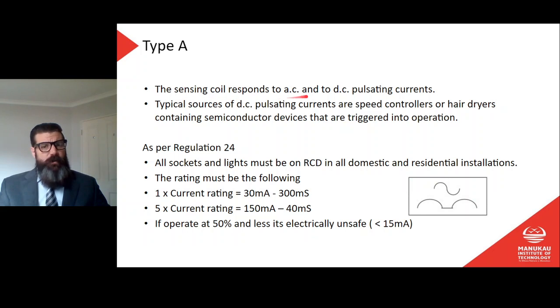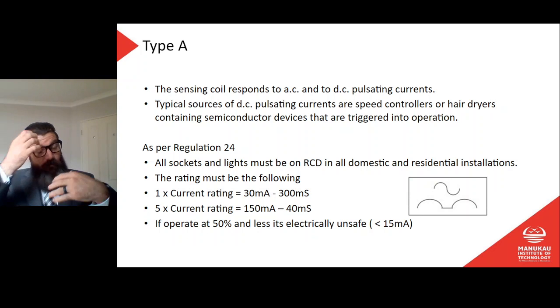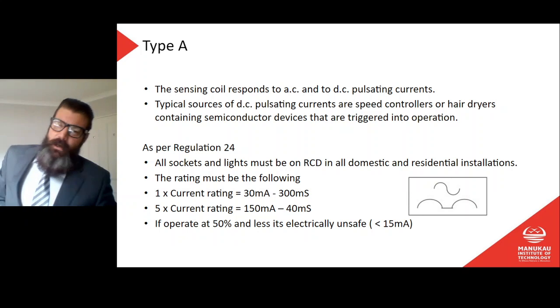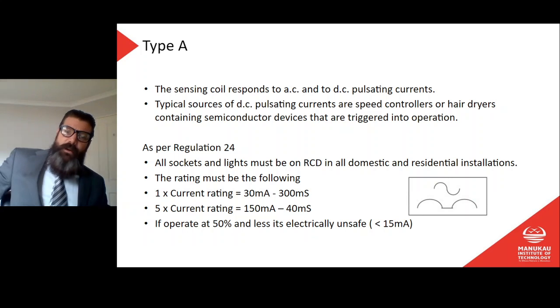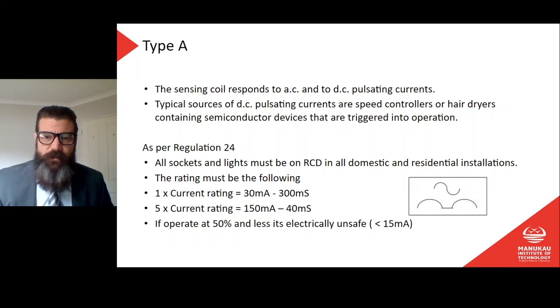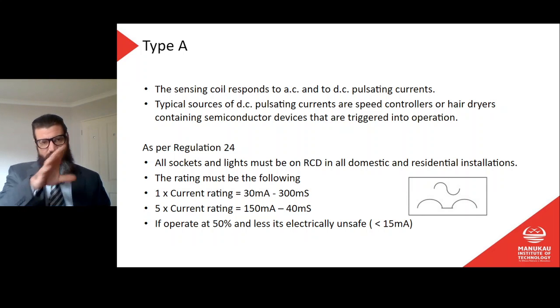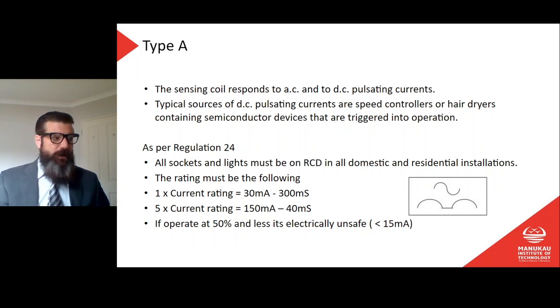So the sensing coil responds to AC and DC pulsating current. So that's important, right? A lot of RCDs only respond to AC, which is fine 90% of the time, but you never know when you might, for some reason, get a weird DC pulsating current, like a rectified DC signal. And we would hate for our RCD to not work if something went weird like that and we got that DC pulsating supply. So a type A will have the ability to respond to AC and DC currents.